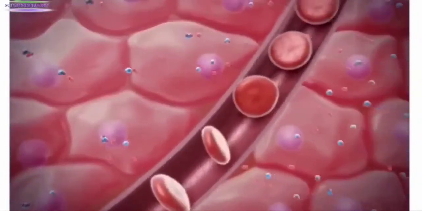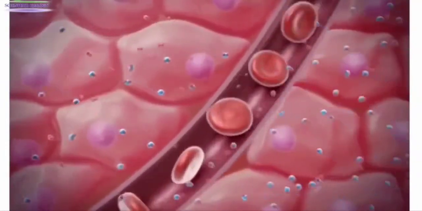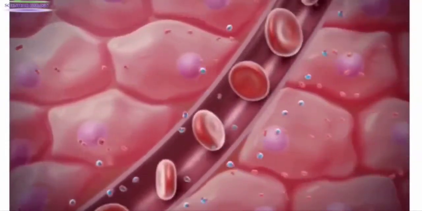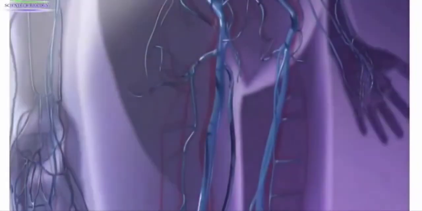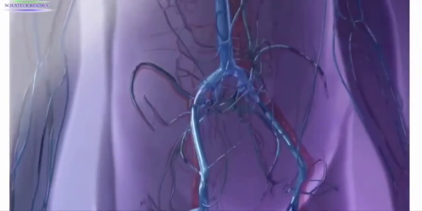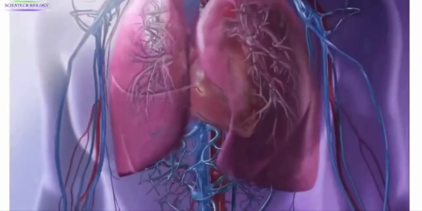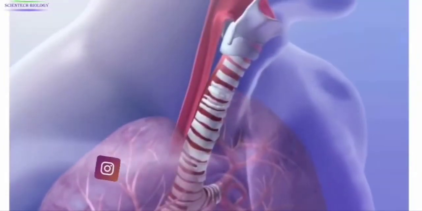Meanwhile, the waste carbon dioxide diffuses into the bloodstream, where it is carried inside the RBCs and plasma. Now, the deoxygenated blood travels through vasculature and back to the lungs, where carbon dioxide is expelled out from the body.